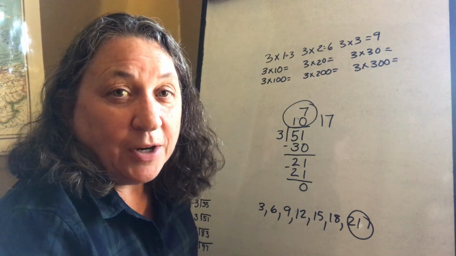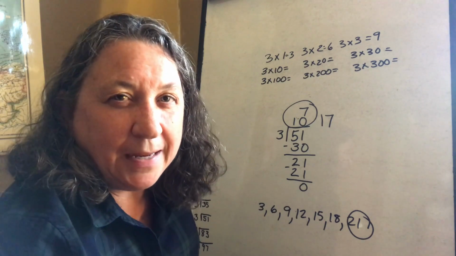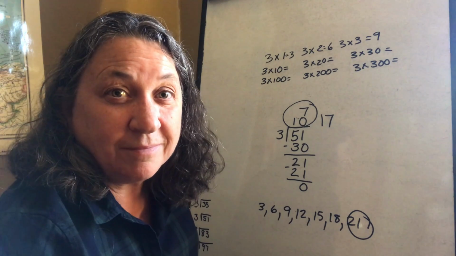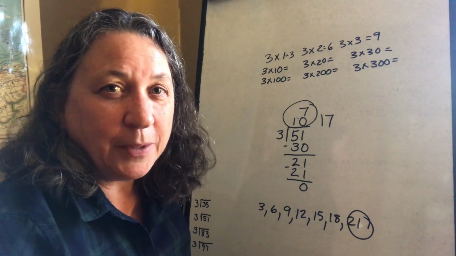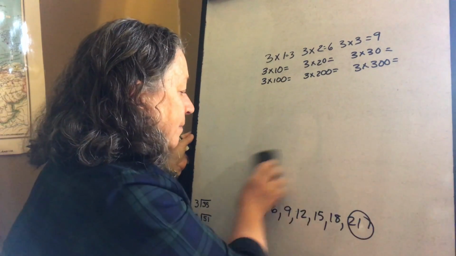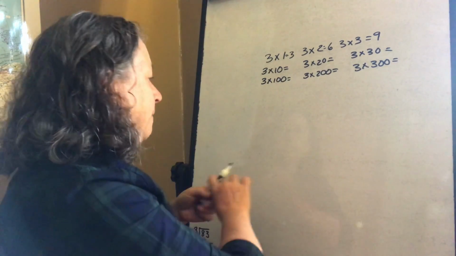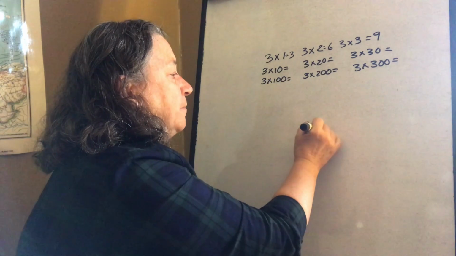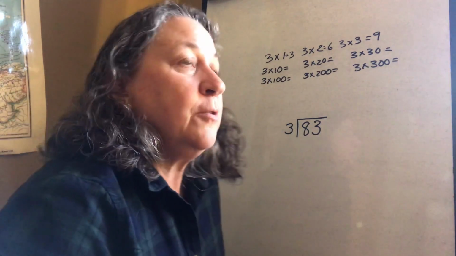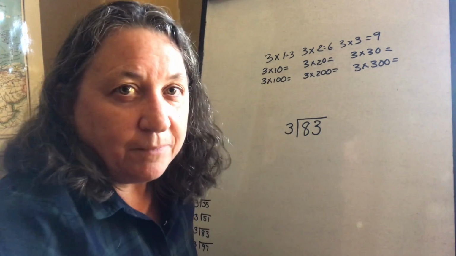So let's try another one, because if we do 4 a day, you're going to get really, really good at this. I promise. All right, so I'm going to erase this one. The numbers got larger. We're going to divide and find out how many groups of 3 there are in 83.